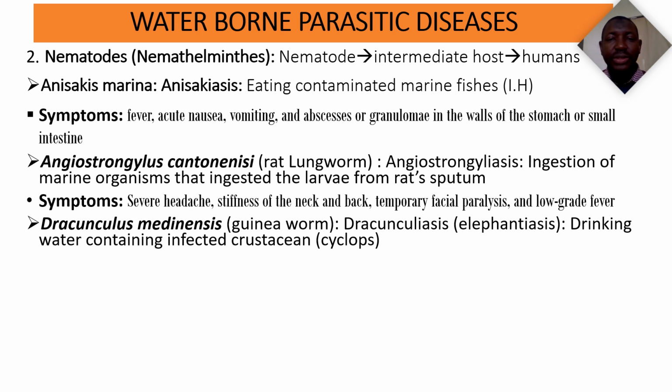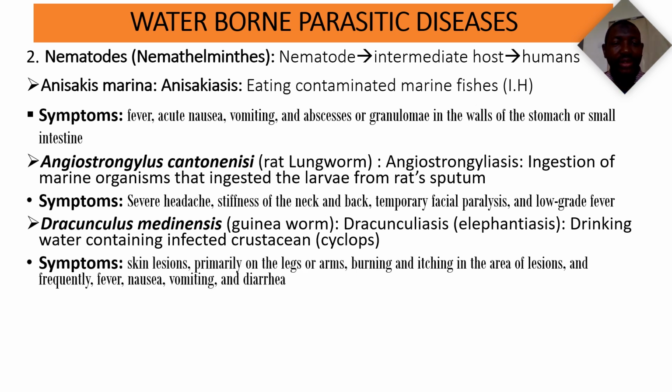Therefore, the symptoms of dracunculiasis include skin lesions, which are primarily found on the legs or arms, together with burning and itching in the area of the lesions, and frequently fever, nausea, vomiting, and diarrhea. They also elicit this kind of diarrhea-like symptoms.